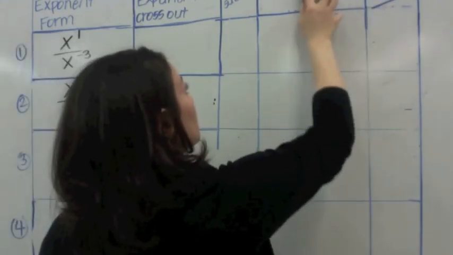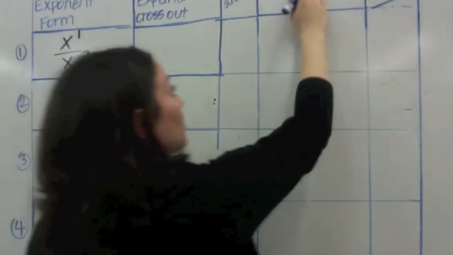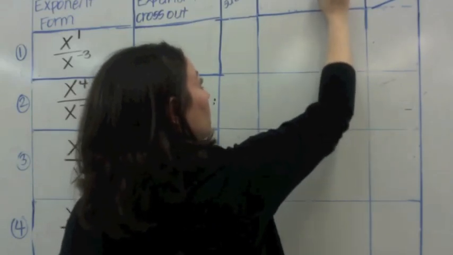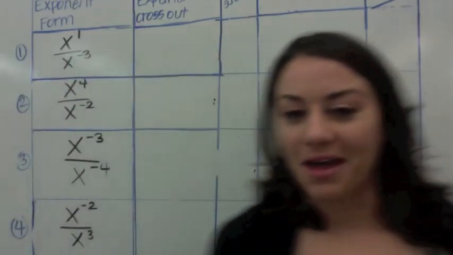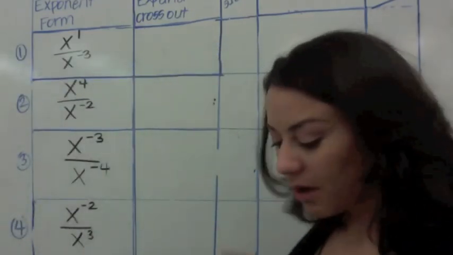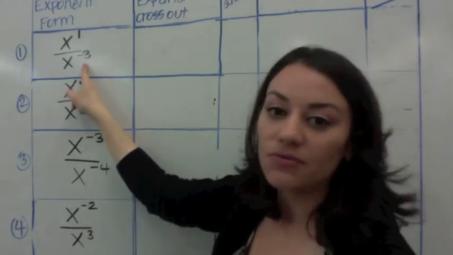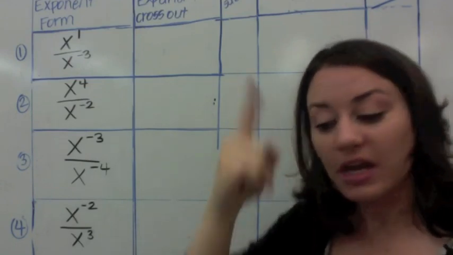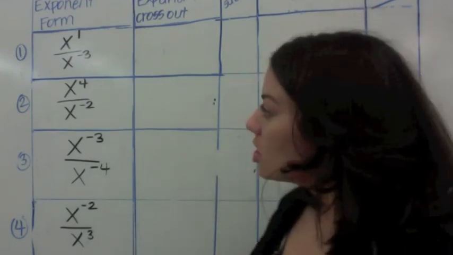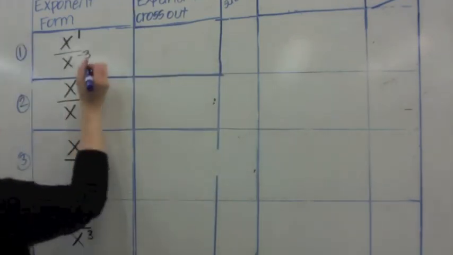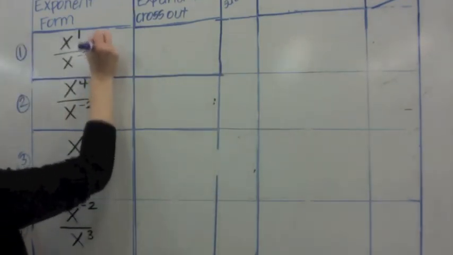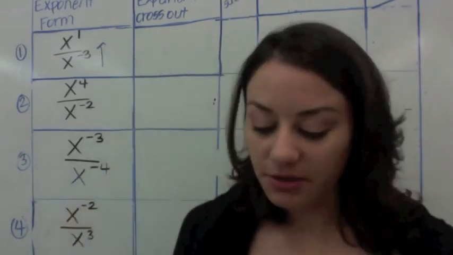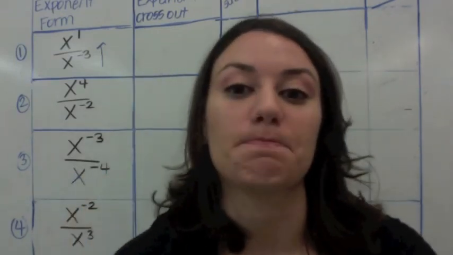So for these, you're going to ask yourself, are you going to move this up? What you have to understand is that when it's negative and down, it's in the denominator. Where do you move it? Move it up. So already you know that if it's negative and down, you have to move it up, my friends. And you have to understand that in order to expand it.